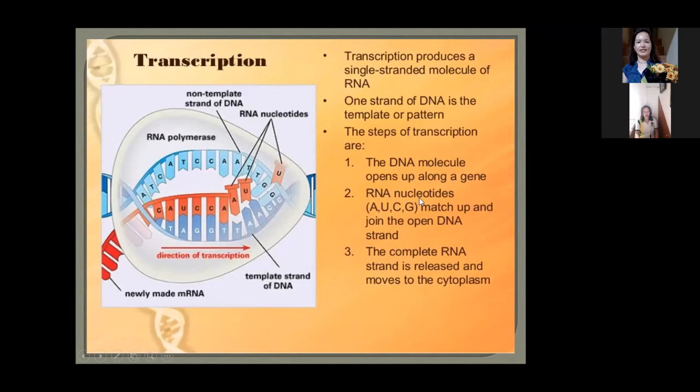The RNA nucleotides, which are adenine, uracil, cytosine, and guanine, match up and join the open DNA. So this is the matching. Okay, and then the complete RNA strand is released and it will move into the cytoplasm. So this is the newly made RNA, a single strand that moves out to the cytoplasm because the DNA can't move out.